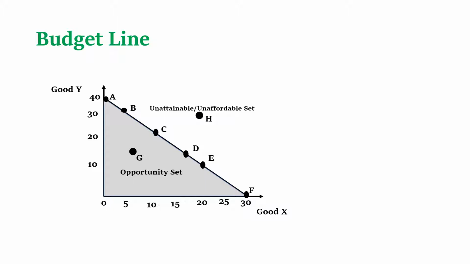Now, if we look at this budget line here, you see this is the opportunity set of the consumer. All these points here, any point within here, they are all attainable, right? But if you leave this line and go to point H, it is not attainable. This represents the unaffordable set of the consumer. So the consumer cannot be there because his income is only limited to what is on the budget line. Okay?